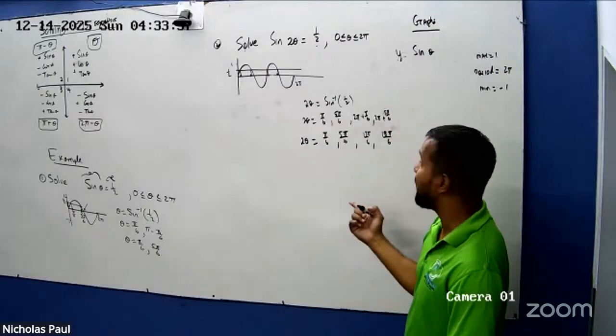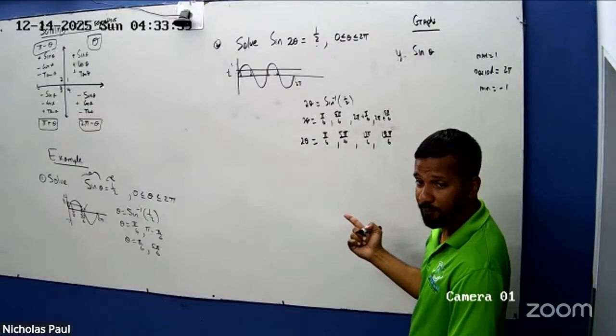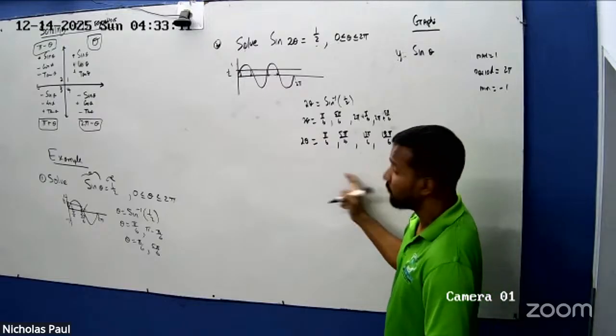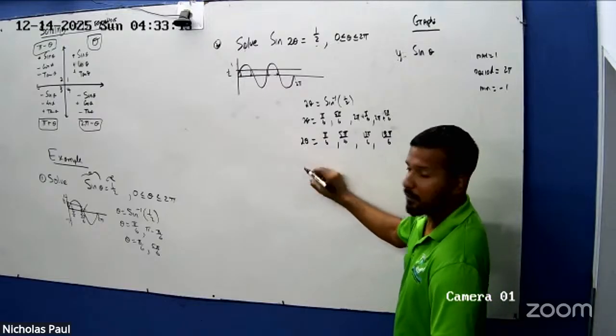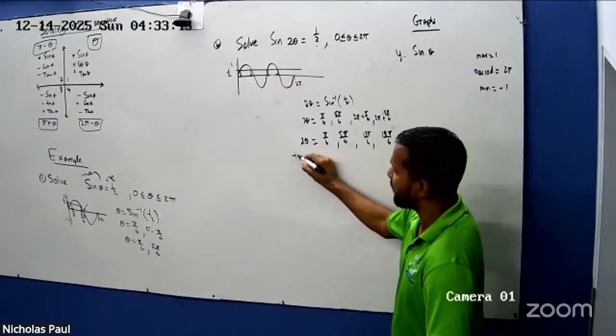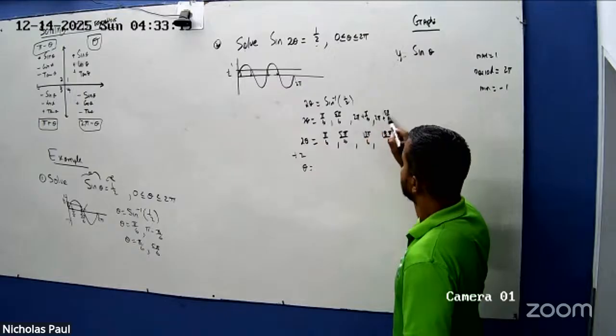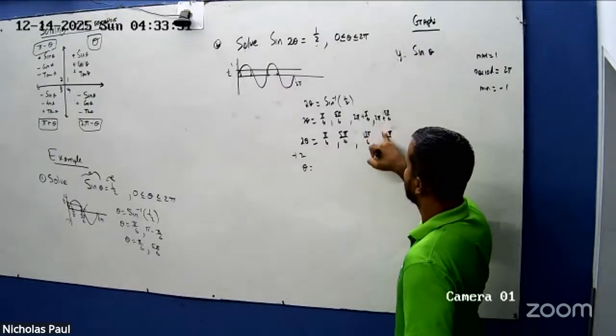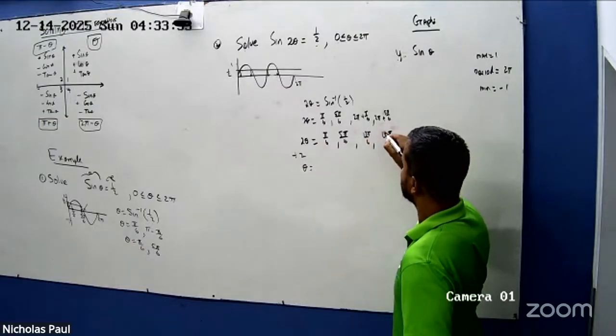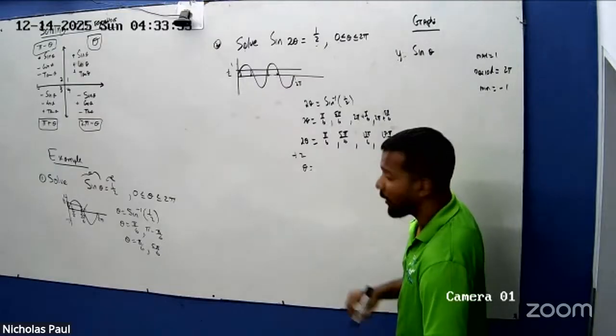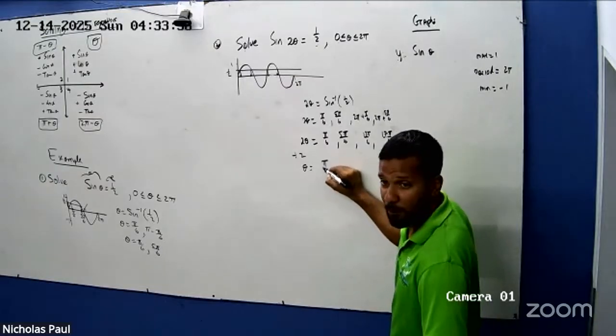Is that my final answer? No. This is 2 theta. I have to divide everything by 2. 12 and 1, 13. 12 and 5 is 17. All right? So your final answer.